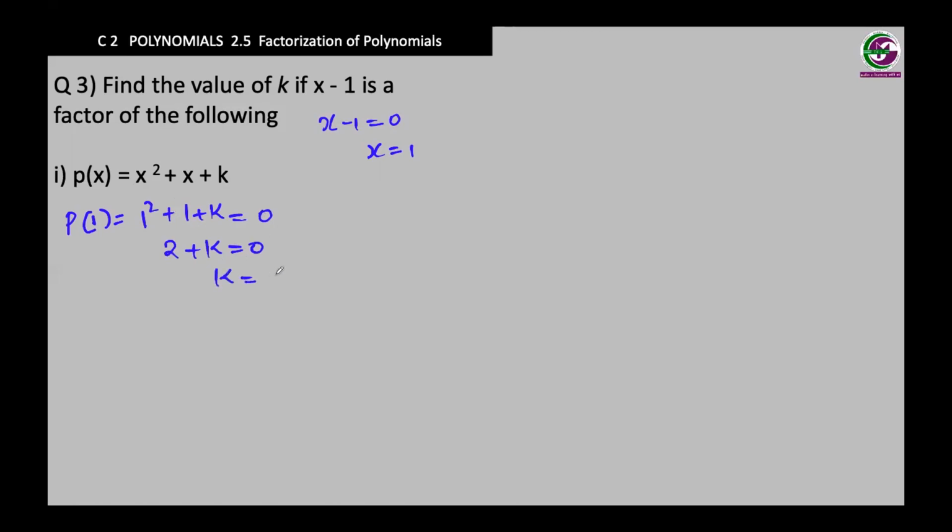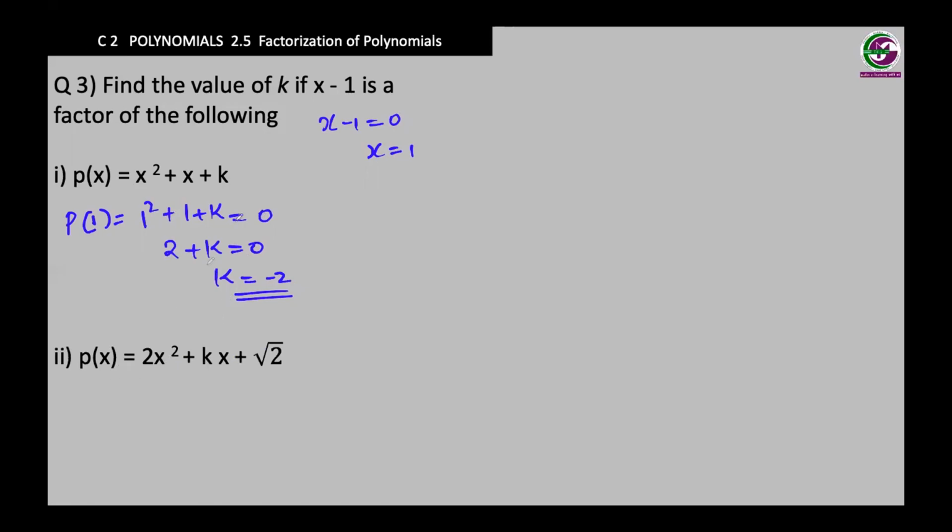Question 3. They gave you that x minus 1 is a factor. So we can say x minus 1 equal to 0 or x is equal to 1. Then we have to find the value of k. So we replace x by 1 because they gave you it is a factor. So p of 1 is equal to 1 square plus 1 plus k should be equal to 0 because the remainder should be 0 because 1 is a factor. So 1 plus 1, 2 plus k equal to 0 or k is equal to negative 2. Done, because the question is, what is the value of k? In the first part, it is negative 2.